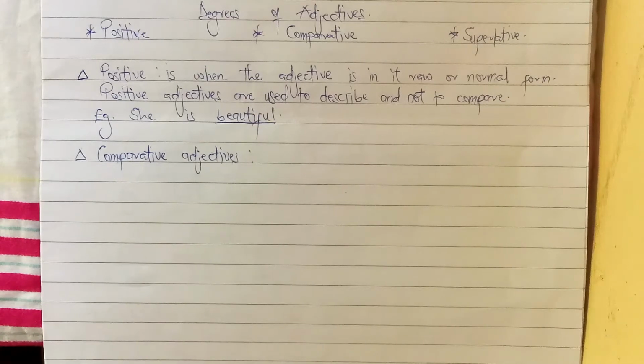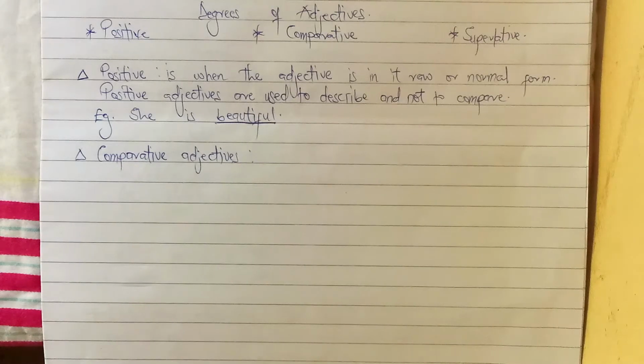Now comparative adjectives are used to compare two things. Let's say you are comparing Kofi with Ama, or you are comparing the table with the chair, or you are comparing the soup with the stew. So it is used to compare two things. You can even compare things of the same kind, like table and table. You can say this table is taller than this table. That is, you are comparing two tables.